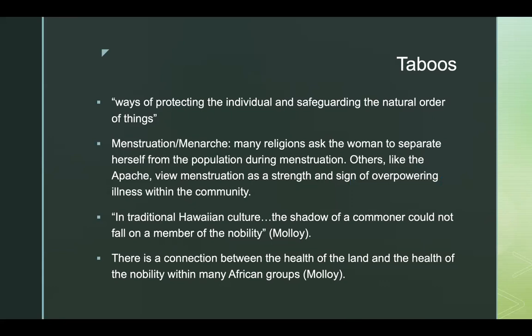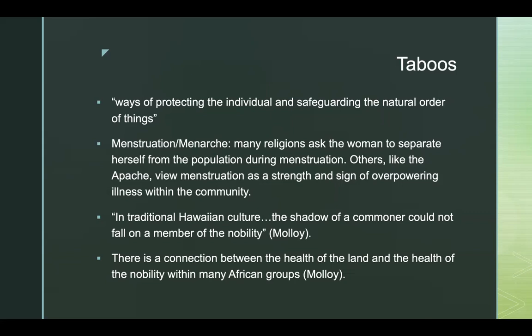Certainly beyond the vision quest, we have what are called taboos, and every religion contains taboos. It's the no-nos of the religion. But let's define it positively. Ways of protecting the individual and safeguarding the natural order of things. So a taboo can be viewed from an optimistic standpoint.